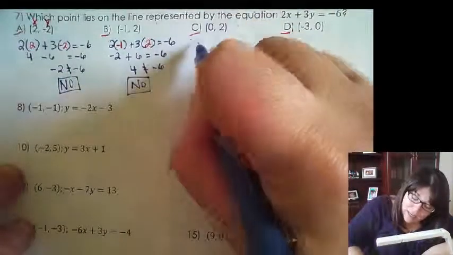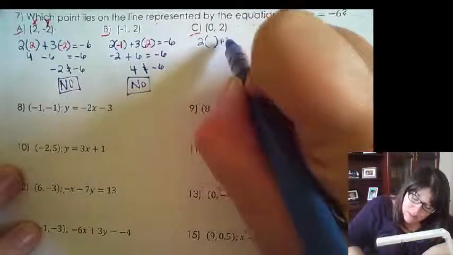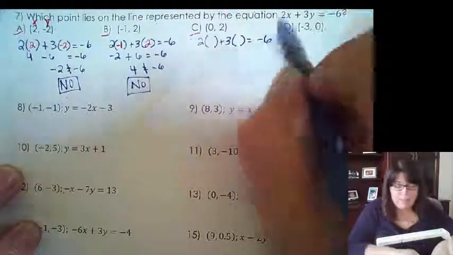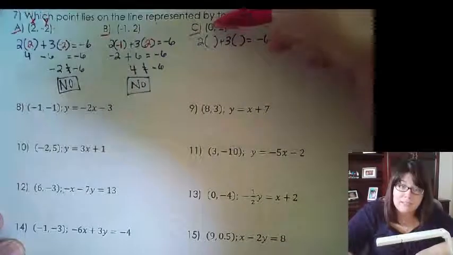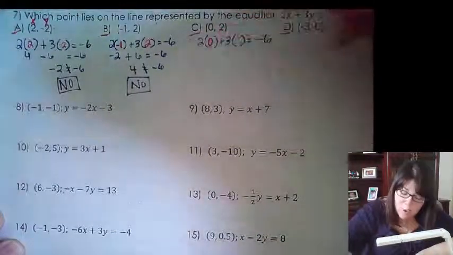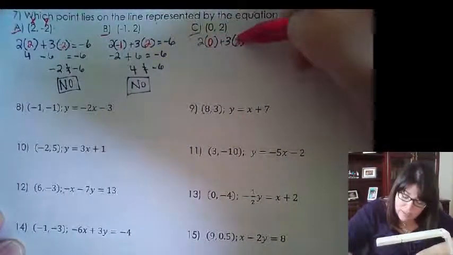So let's try C. We've got 2 times x plus 3 times y equals negative 6. Plug in our values. X is 0, so that goes in the x spot. y is 2. That goes in the y spot.